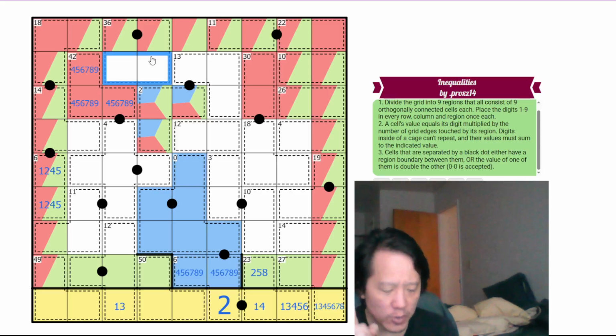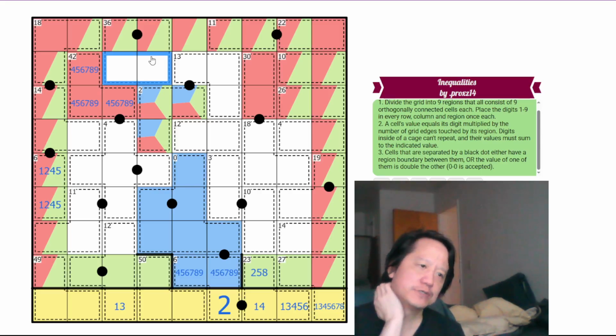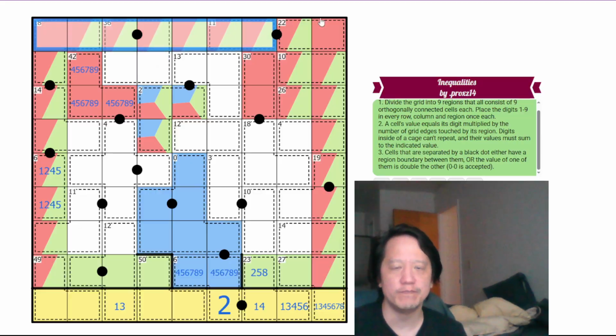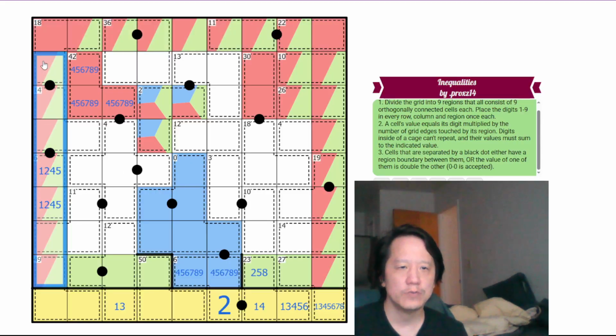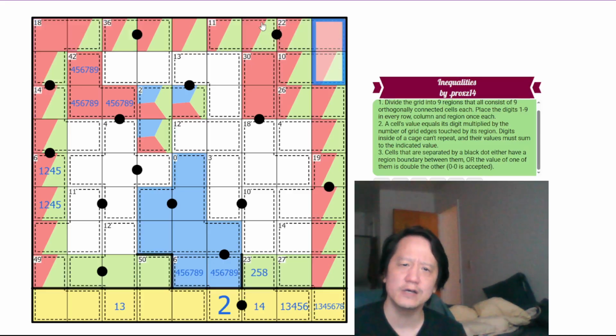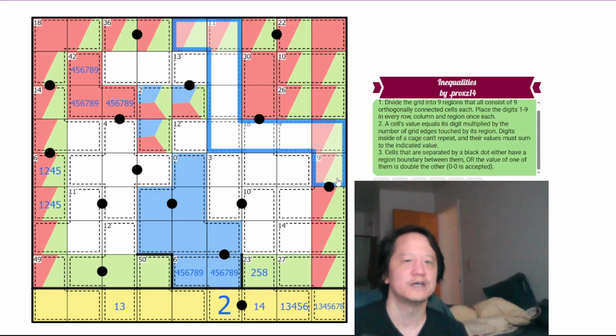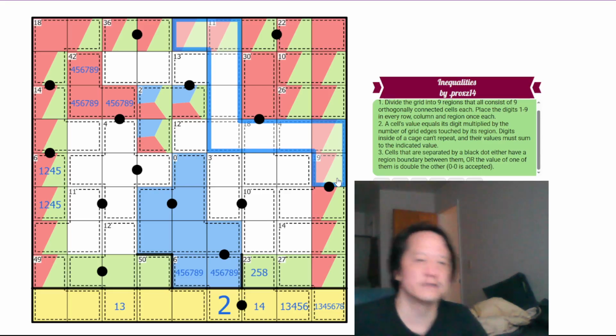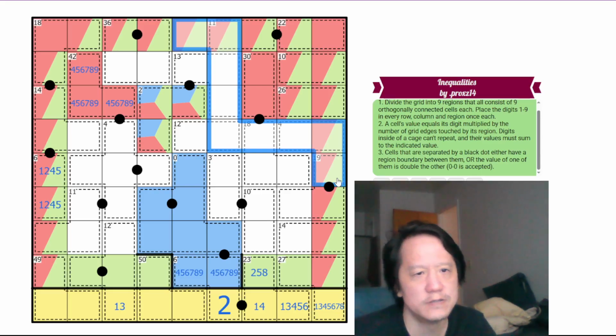We have at most 2 doubled regions, because we only have 3 edges. So only one region can touch 2 edges here, and one region can touch 2. Well, that's not true. You could have this touch 2 regions that way. Never mind. Okay, that's incorrect. That is incorrect.